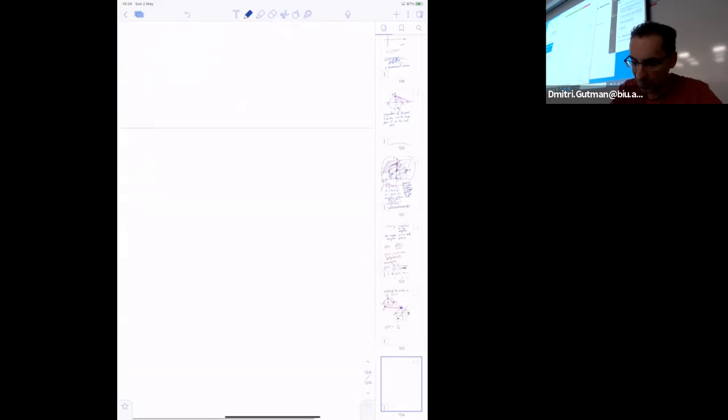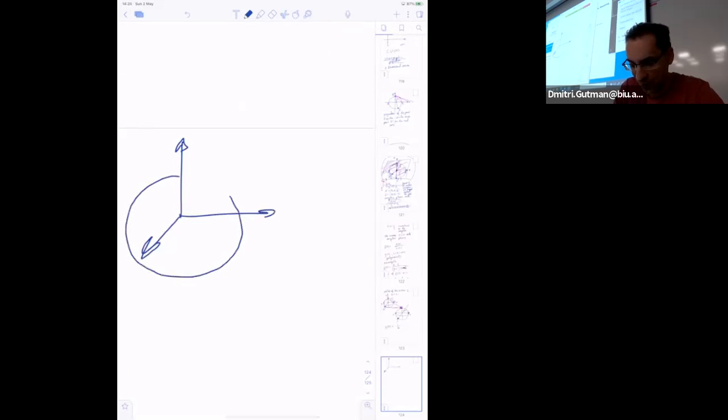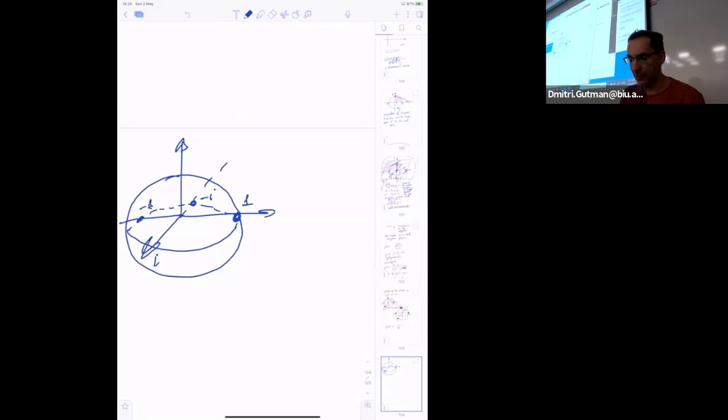Okay, I have to draw one Riemann sphere one more time. I think by the end of this course, I'll be very good at drawing spheres on iPad. You see, I'm getting better. 1, i, minus i, minus 1. This is my original sphere. This is my original Riemann sphere, where the point z lives. This is the counterpart of my original complex plane z. So that was my complex plane z. Now it became a Riemann sphere z.